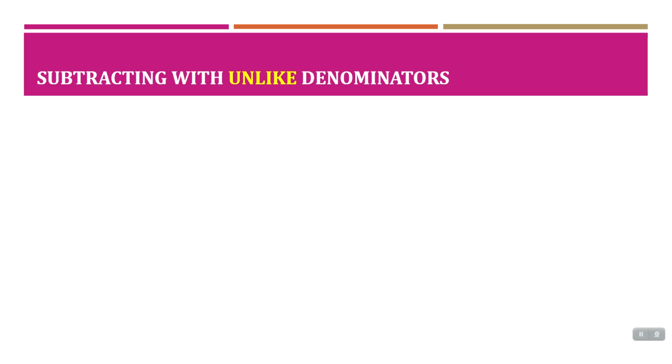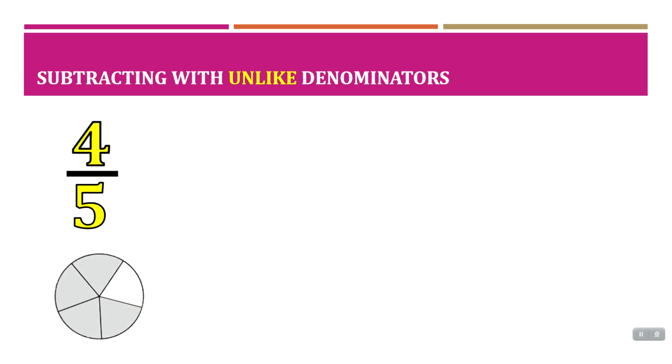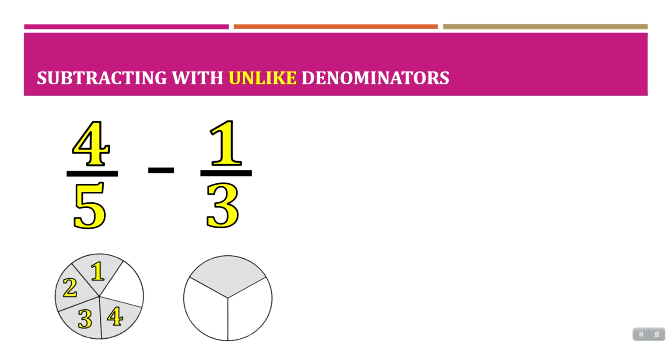But now let's look at subtracting fractions with unlike denominators. If we start off with 4/5, again represented here, 1, 2, 3, 4 out of 5, and we take away 1/3, which we will represent here with this circle, 1 part out of 3, and we try to subtract them, we see we have a problem because this part is 1/5 and this part is 1/3. We can clearly see that they are two different sizes, and therefore it makes it difficult for us to work with them or to subtract them.